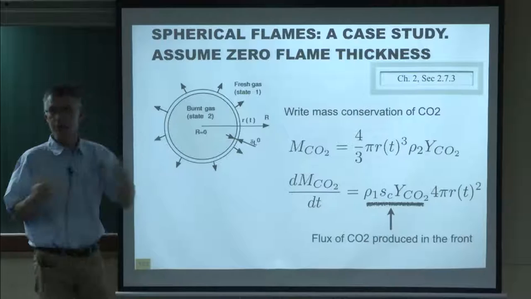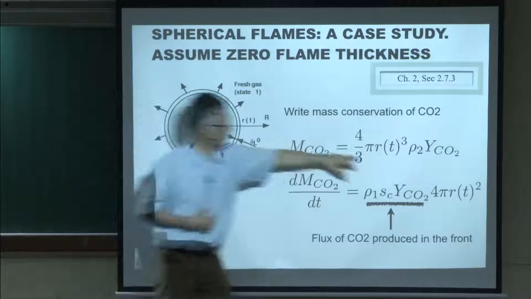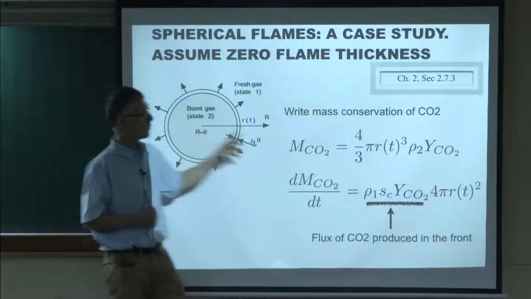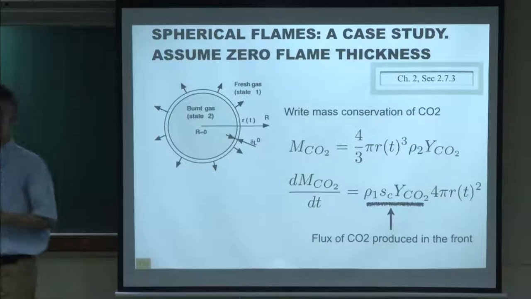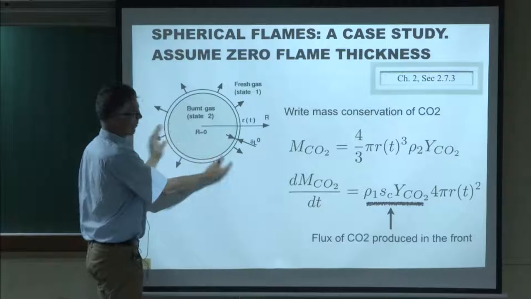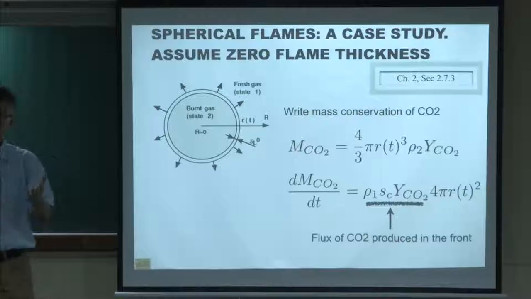So what is the amount of CO2? It's simple. It's the volume of the sphere multiplied by the density of the burned gases, rho2, multiplied by the mass fraction of CO2 in the burned gases at equilibrium. And why does it change? Well, it's changing because every time the flame moves, it adds more CO2. And we know how much CO2 it adds. That's what we wrote yesterday.